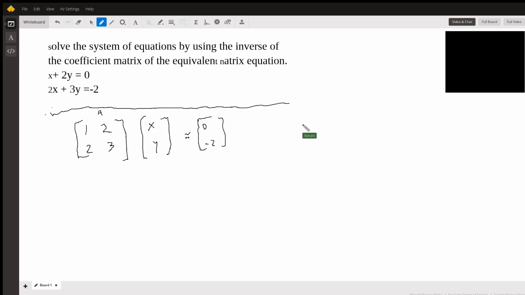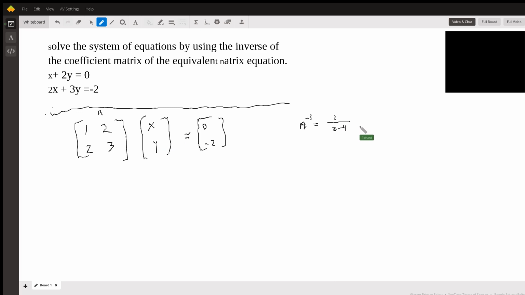So let's go after A inverse. Now, there's something called Cramer's rule, which allows you to find A inverse from A. And Cramer's rule says we're going to take 1 over the determinant of the matrix. The determinant of the matrix is like a cross product. It's 3 times 1 minus 2 times 2. So it's 3 minus 4.